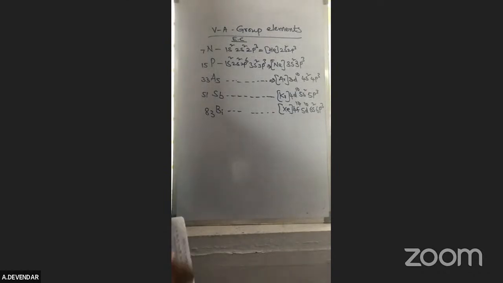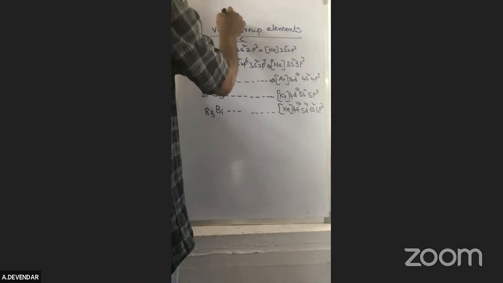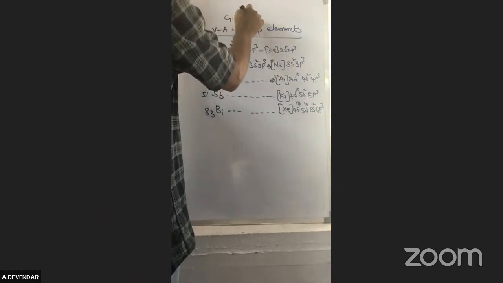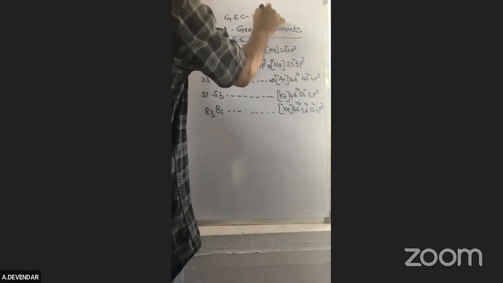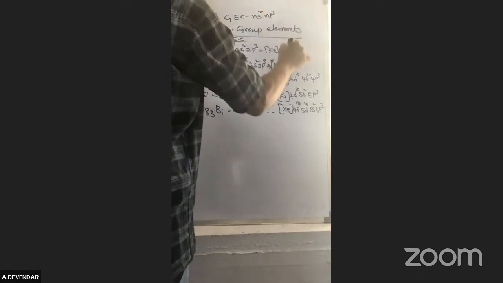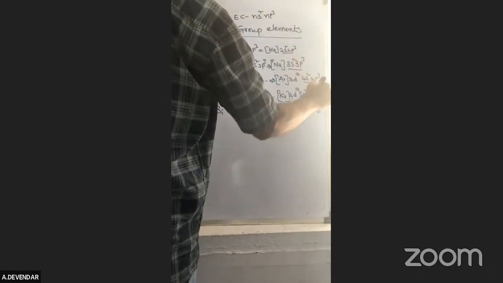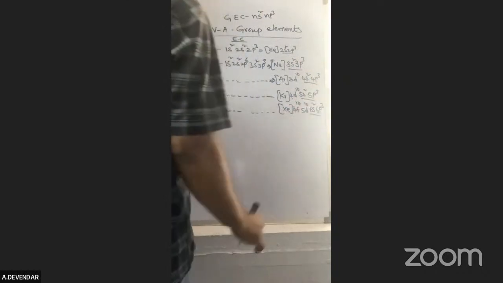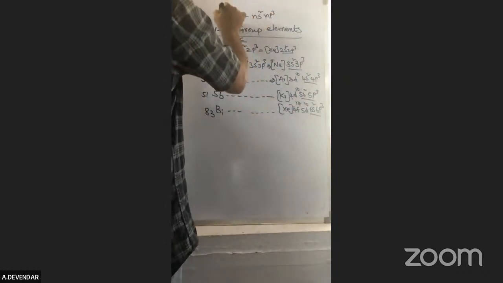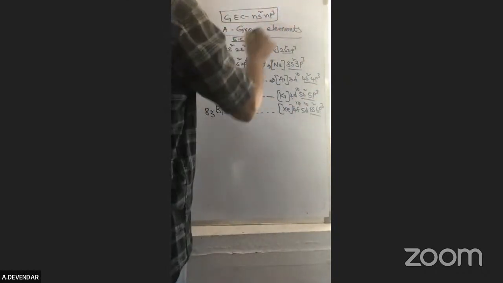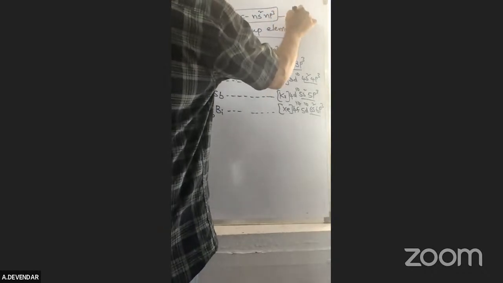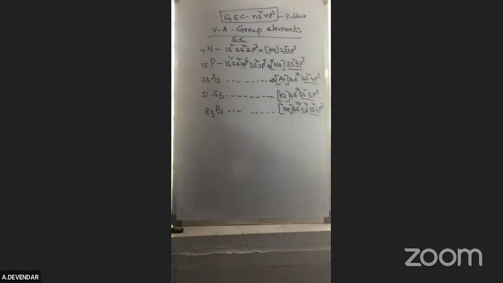Okay. So this is the electronic configuration of the 5th group elements. The general electronic configuration of the 5th A group elements is ns2 np3, because the last electrons present are in this particular configuration, and this belongs to the p block elements. So the general electronic configuration is ns2 np3, and it belongs to the p block elements.